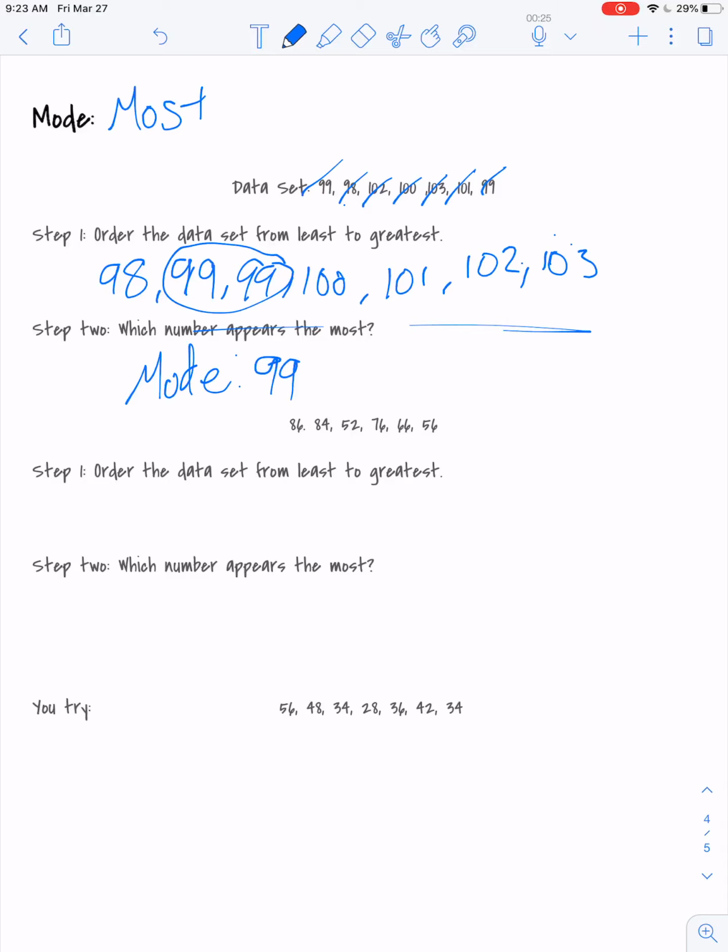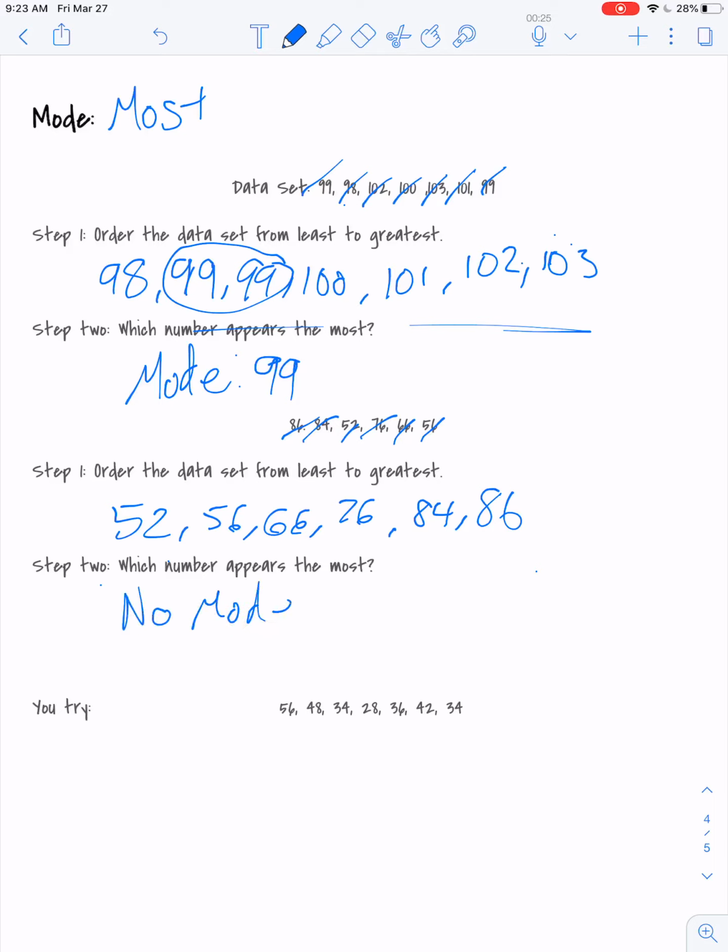Let's look at our next data set. We have our least is 52, and we have 56, 66, 76, 84, 86. So we have our numbers listed from least to greatest. Which number appears the most? Well, this time we don't have any numbers that repeat. So we have no mode because we don't have any numbers that repeat themselves.